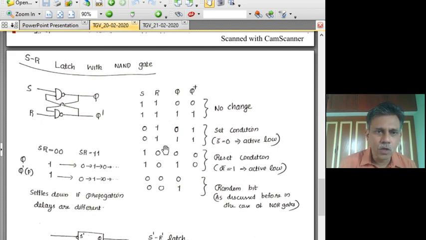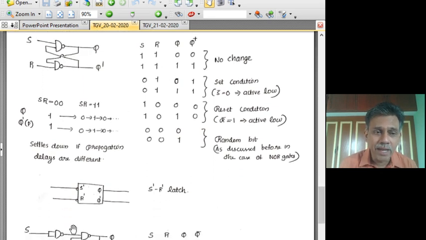So now we will use the proper name for it. Instead of calling it SR, we will call it S bar R bar. And again, to indicate that these are S bar R bar, which are active low set and active low reset, in the black box representation of this S bar R bar latch, we will put a bubble at the input end. This bubble indicates that they are active low signals.